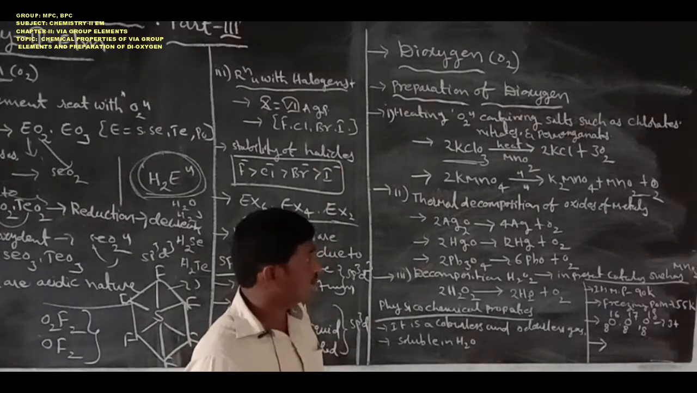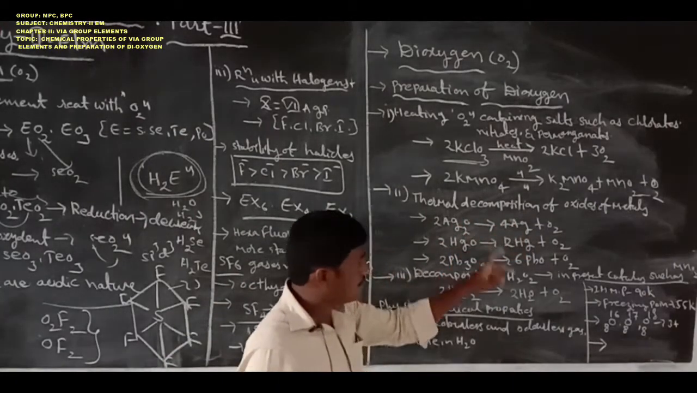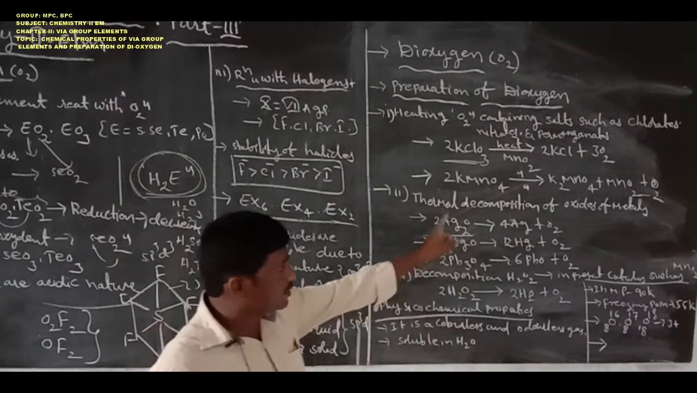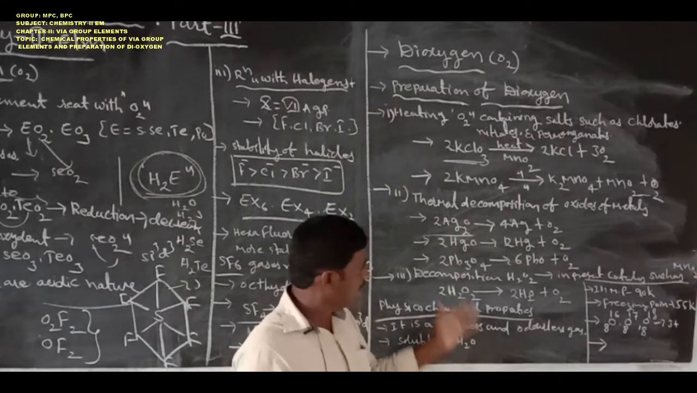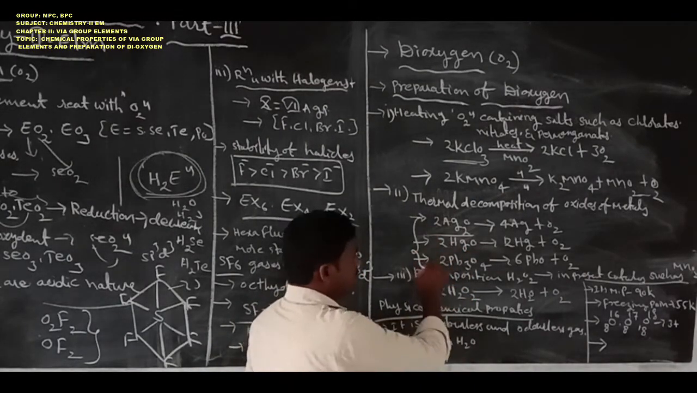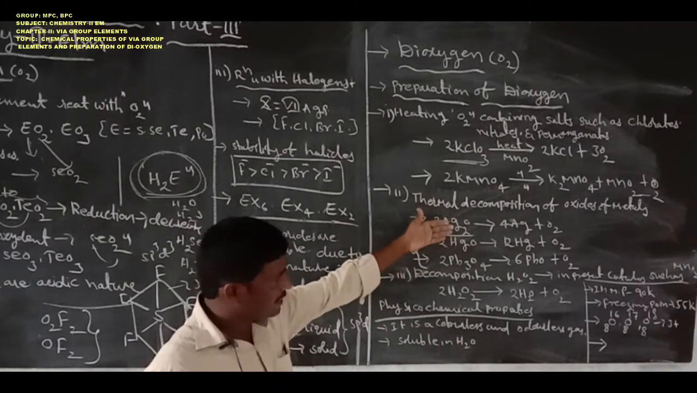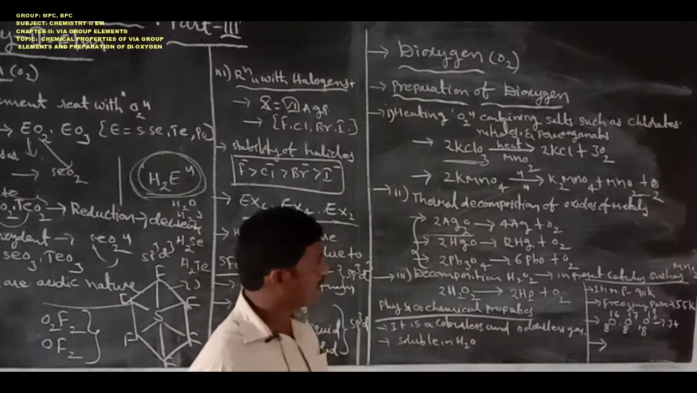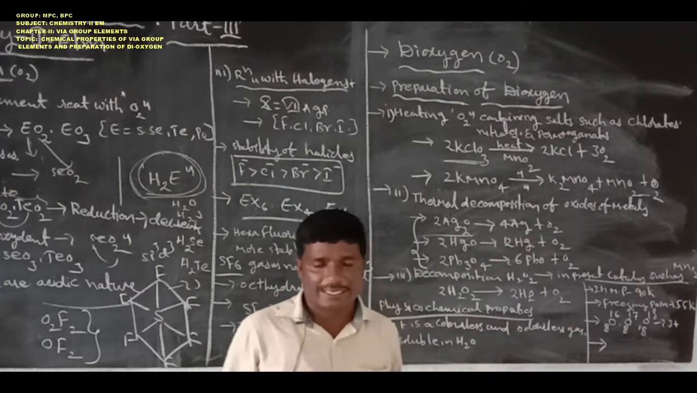And the second one, thermal decomposition of oxides of metals. For example, silver oxide decomposes to form dioxygen. Also mercury oxide and lead tetroxide, those compounds are decomposed. Those are the oxides of the metals, like silver oxide, mercury oxide and lead tetroxide. When the oxides of the metals decompose, they form dioxygen. That is the second process.